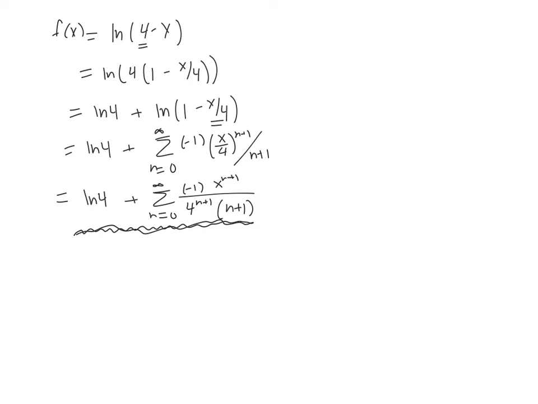Personally, I think this way is a little bit easier, but it's a little bit tricky because you have to account for properties of logs. And also notice that ln 4 we found is the constant c after integration. There it is. It's here as well, so that was really not a fluke.